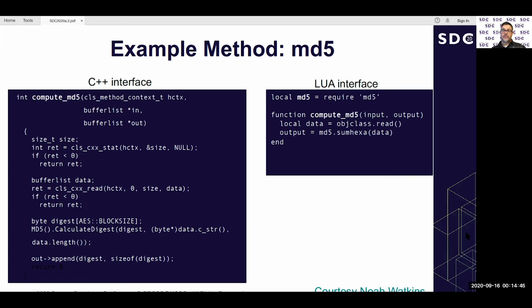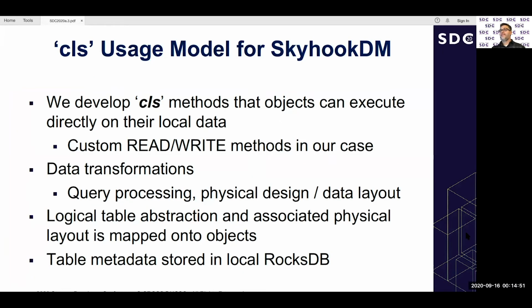And on the right-hand side is similar, a Lua interface for that same function. So in our case, with the CLS usage model for Skyhook, it's going to be methods that execute directly on the local data. These are custom read-write methods that, in our case, perform these data transformations, specifically for query processing. So you can think of transformations to local data, select and project. You can, of course, do other transformations like compression and other things like that. We're also going to use those transformations for physical design or data layout, right? So you can think of converting data from format A to format B, or maybe laying it out differently on disk.